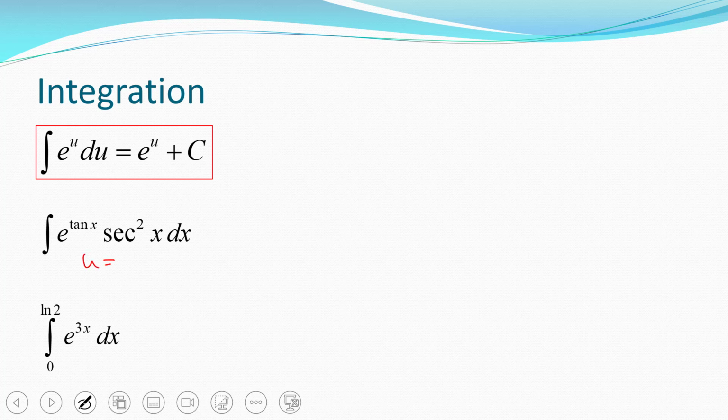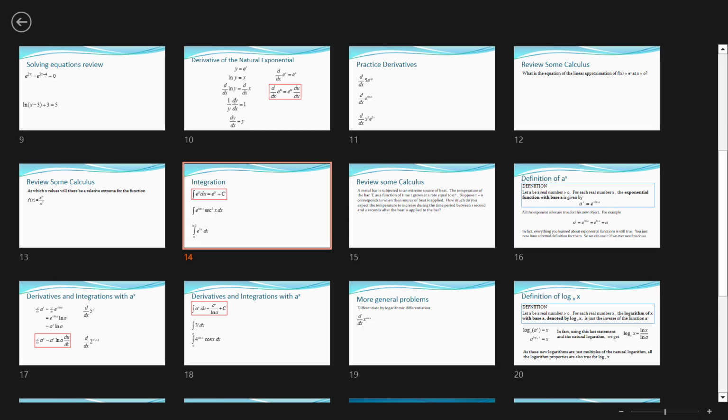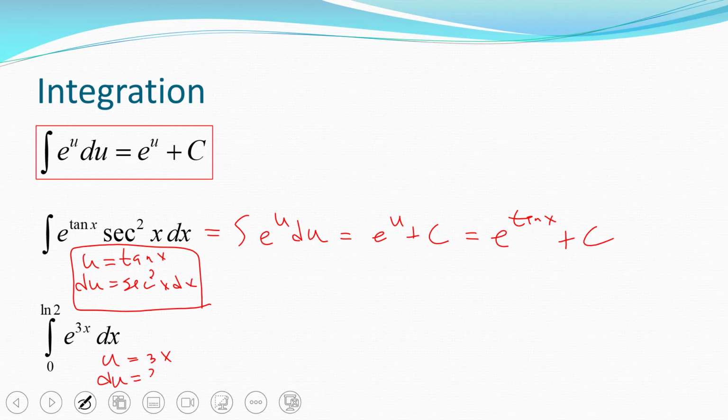For example, here, what if u equals the tangent of x? Then du would equal secant squared of x dx. By using these substitutions, this becomes the integration of e to the u du, which is just e to the u plus c. And we know what u is, so that's e to the tangent of x plus c. And that's the answer. The other one, here I would like u equal to 3x. That means du will equal 3 dx.